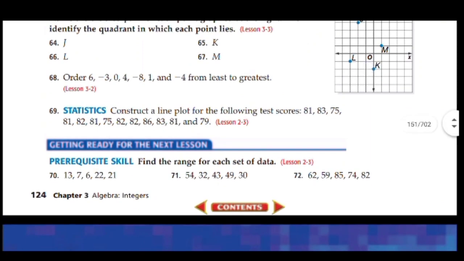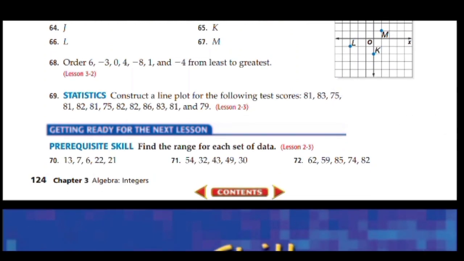Getting ready for the next lesson. Prerequisite skill. Find the range for each set of data.